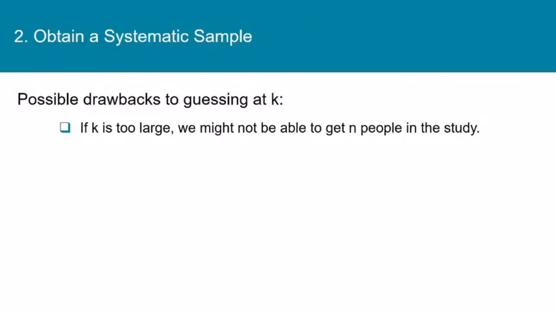First of all, if K is too large, we might not be able to get n people in the study. Imagine in our example, if we had chosen K to be 50, then we would only be able to interview every 50th customer, and the day might end before we were able to see enough customers to get 40 people in our sample. So we don't want to choose K too large.